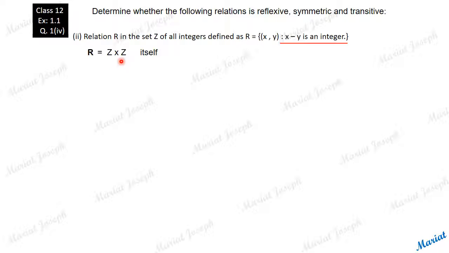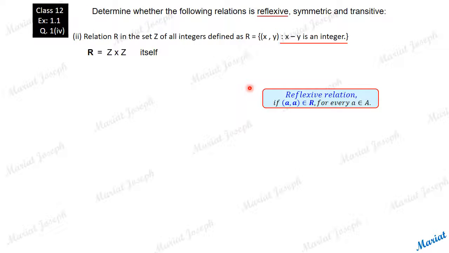Now let's see whether this relation is reflexive. What is a reflexive relation? A relation in a set A is called a reflexive relation if ordered pairs of the form (a, a) belong to R for every a of the set A. Here, let's check whether the ordered pairs of the form (a, a) can belong to this relation. Place a, or x, whichever it is. The condition is only this much: both elements should be the same.